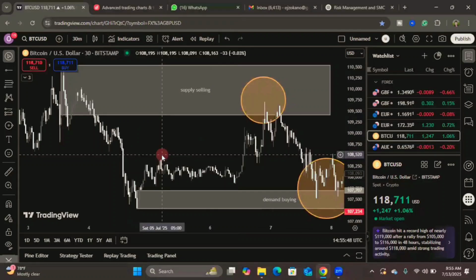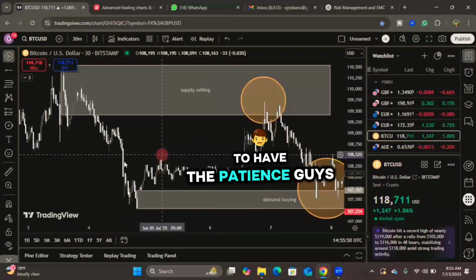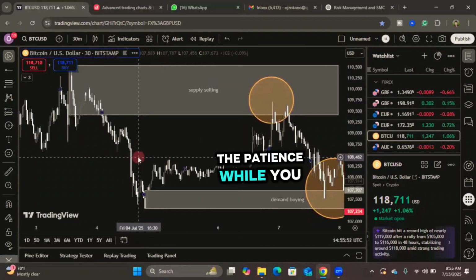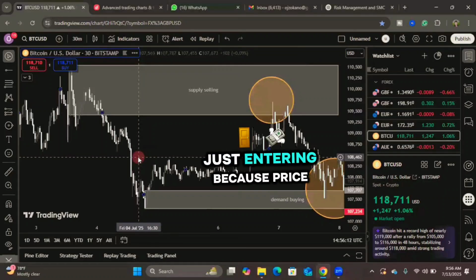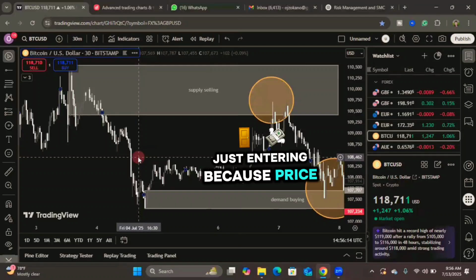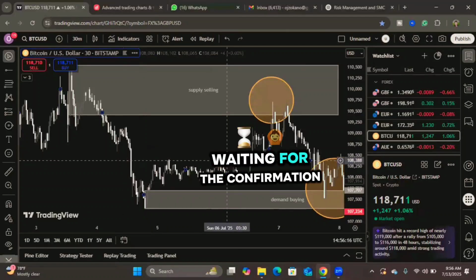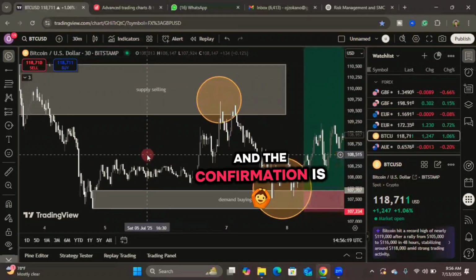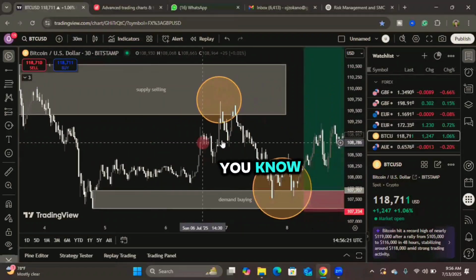But you have to have the patience, guys. You have to have the patience, right? You wait for price to return to the zone. Once price returns to the zone, you may get a reaction again. So in a demand zone, price may bounce, look for a buy. In a supply, price may bounce down, look for a sell, right? So we're not just entering because price hits the zone, we're waiting for the confirmation. And that confirmation is the reaction candle.